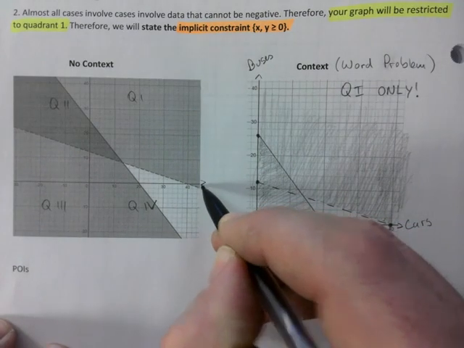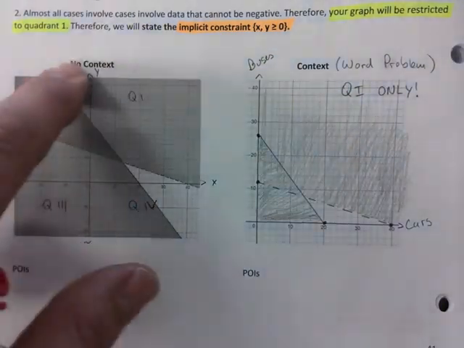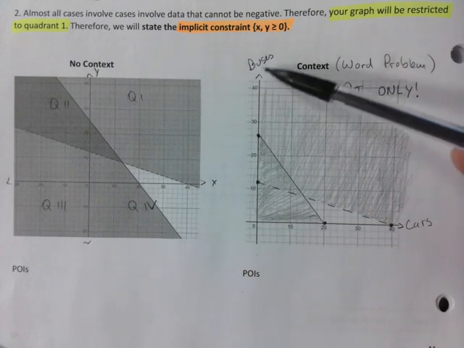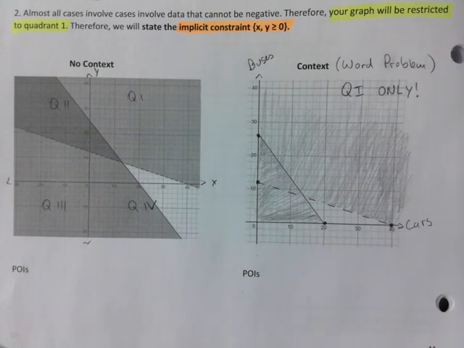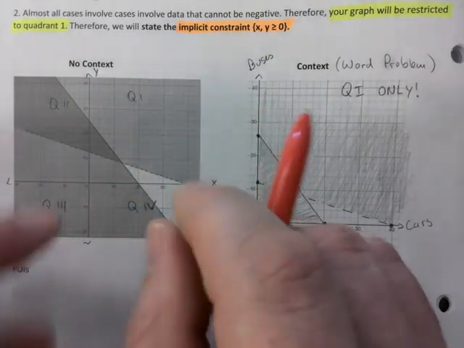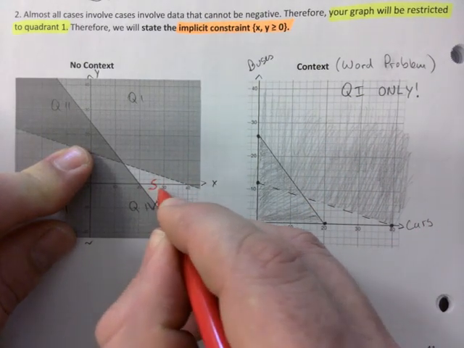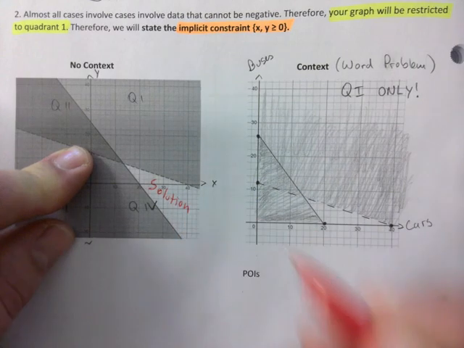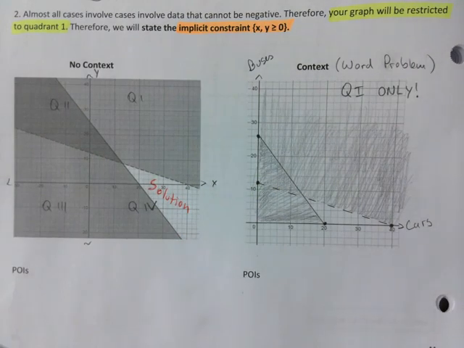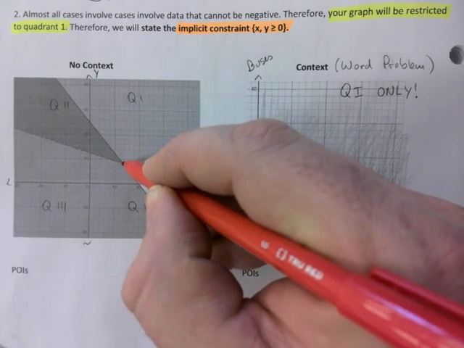Over here on the left, it's just x and y. We have no idea what the variables are. We just call it x and y. Here it's cars and buses. We're down to quadrant 1 only. I'm going to use my red pen for this one. Over here, the solution region was everything. It just extends indefinitely. So all of this is my solution region. And I only have one POI on this one. If this is my solution region, there's only one POI.